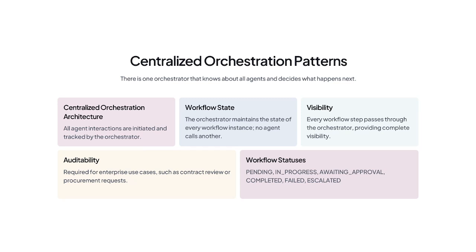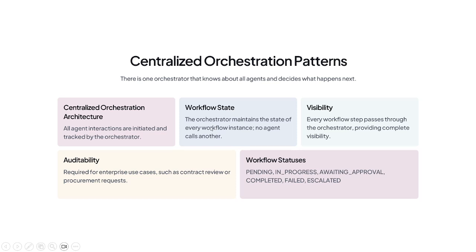Here, agents don't have the capability of talking to each other. They don't communicate with each other. They communicate through the orchestrator. They send a message, the orchestrator receives the message, processes it, and sends it to the next agent who needs to process the information. So there is no agent to agent communication here. Every communication flows through the orchestrator. So we have a centralized orchestration architecture designed here. All agent interactions are initiated and tracked by the orchestrator.